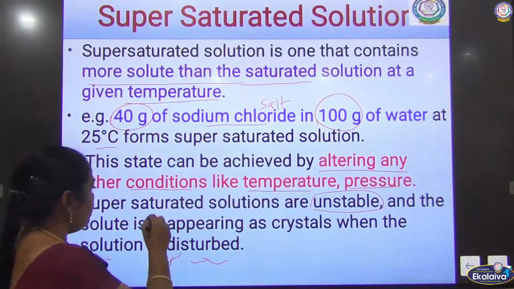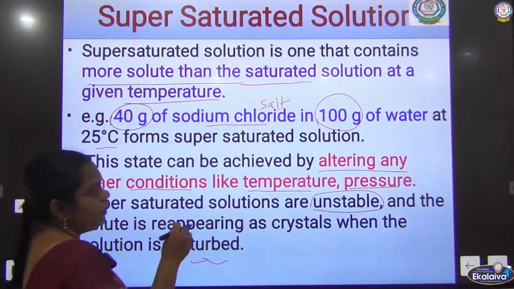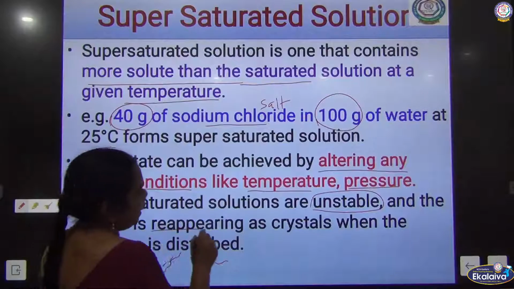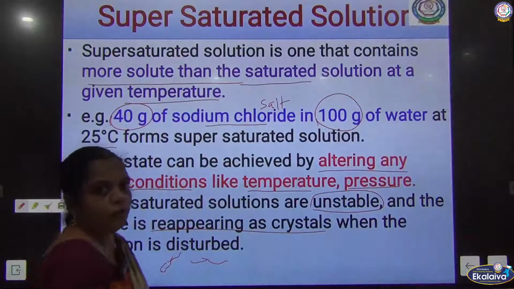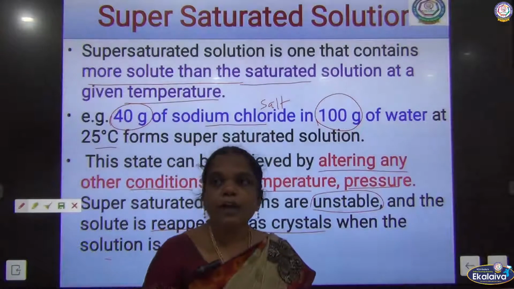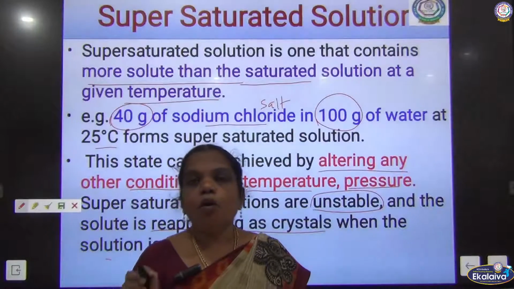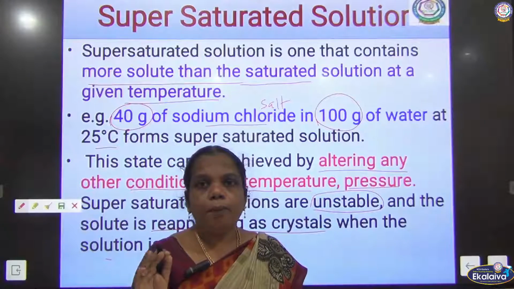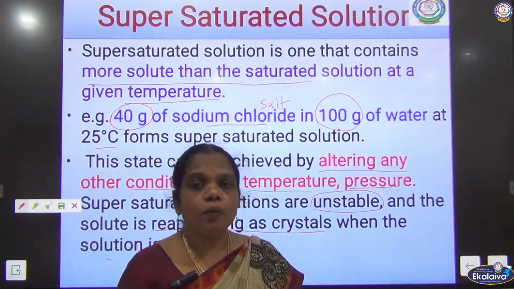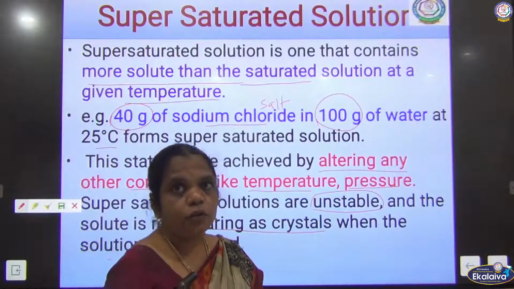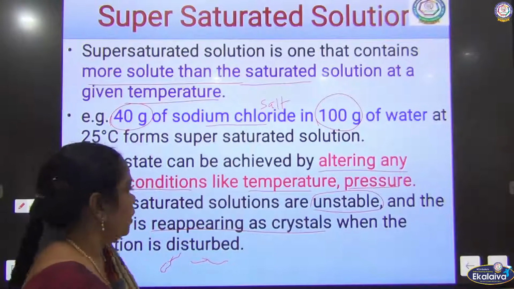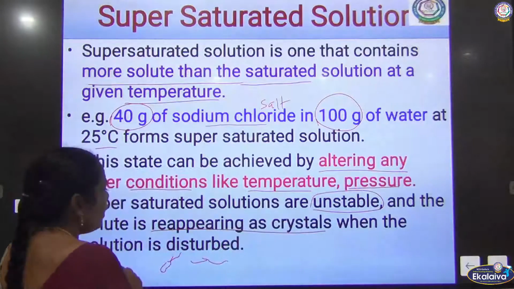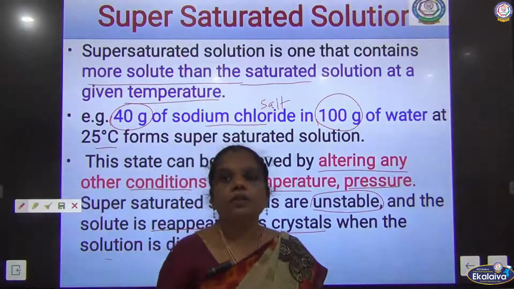So a supersaturated solution is unstable and the solute reappears as crystals. So we cannot find it as a homogeneous mixture. Homogeneous mixture means what? It is found as a single phase, but if you add more and more, what happens? The solute is going to reappear as a crystal when it is distributed into the solution.